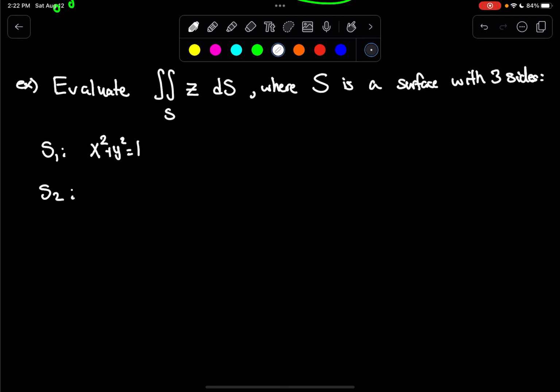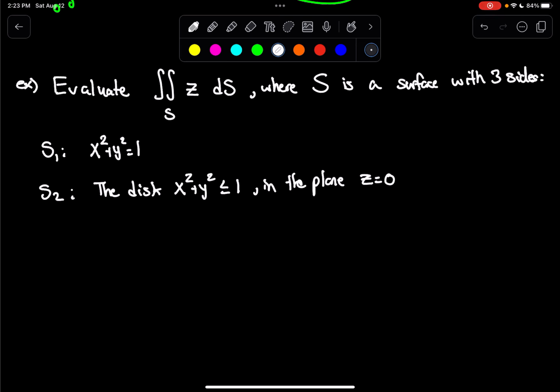S2 is the bottom of this cylinder. It's the disk. It's going to be the disk, x squared plus y squared is less than or equal to 1 in the plane z is equal to 0. And let's say S3 is basically going to be a part that's going to cut off this cylinder at kind of like an angle. So let's say this is the plane z is equal to 1 plus x.